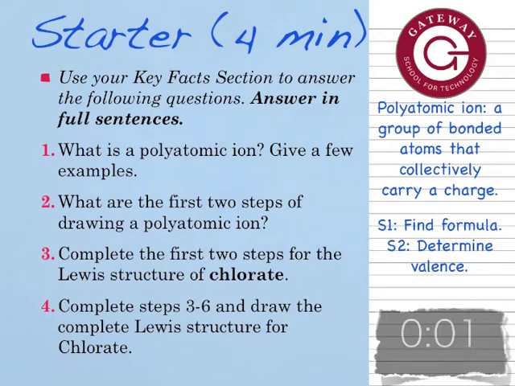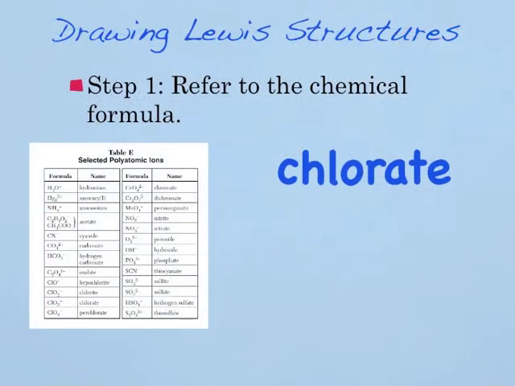And last but not least, we need to look at how to do the steps for chlorate. And I'm going to start you off by saying the first step is to find the structure. The formula is going to be ClO3-, and that'll be our departure point for how we need to do this.